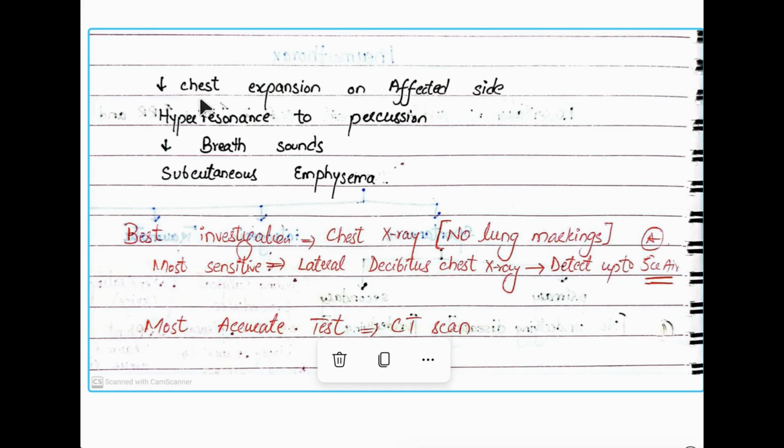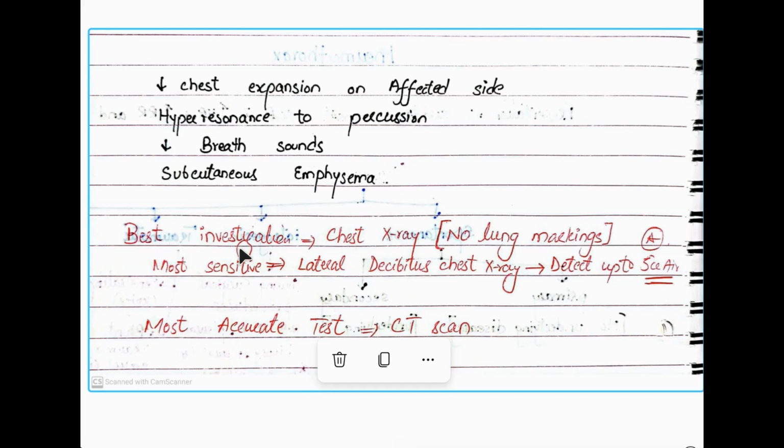On inspection, there will be decreased expansion or movement of the chest on the affected side. On palpation, there will be decreased chest expansion, both by the manual method and also if you try to measure it in centimeters, it will be reduced on the affected side. Then we have percussion. In pneumothorax, there will be hyper resonance. On auscultation, you will have decreased breath sounds on the affected side.